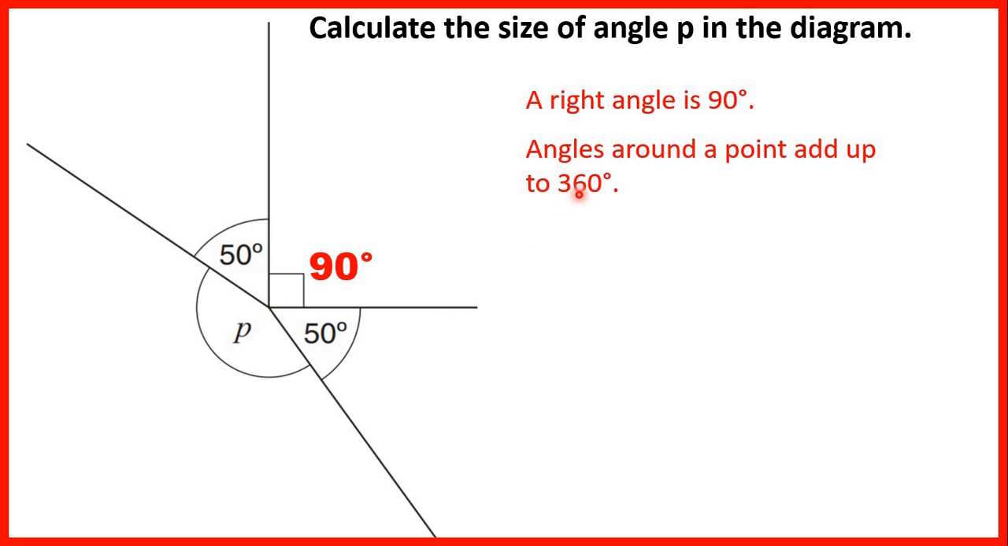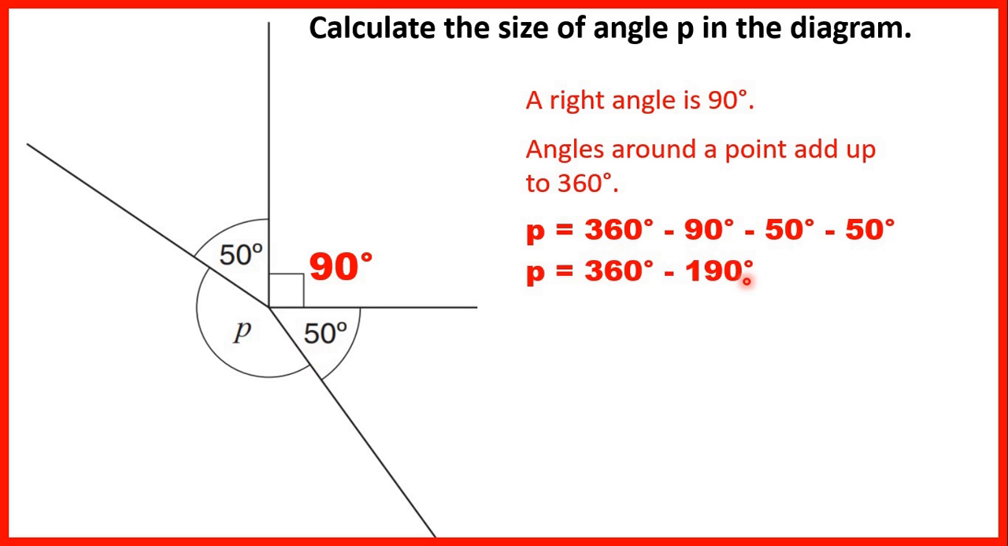And because they have to add up to 360, we can subtract the angles that we have from 360. So work out 360 minus 90 minus 50 minus 50. Now when we're subtracting lots of things, sometimes it's easier to add up what we're subtracting. So if we have 50, 90 and 50, that's 190 altogether. And then if we subtract that from 360, we get 170 degrees as angle P.